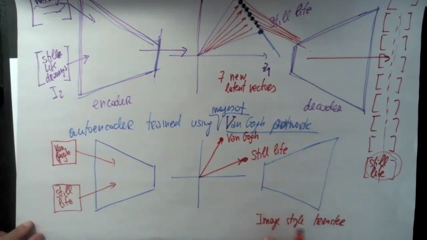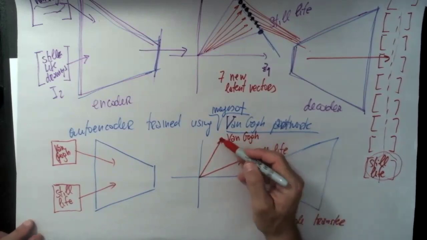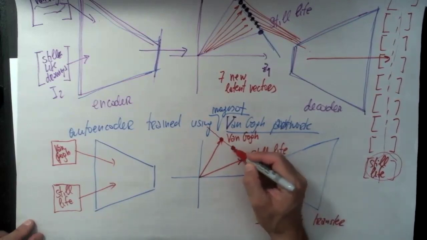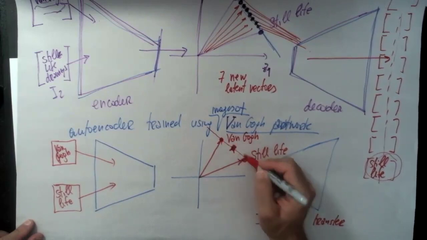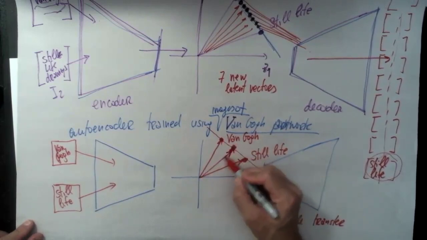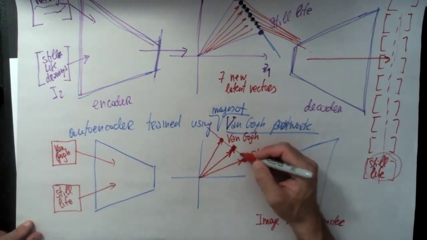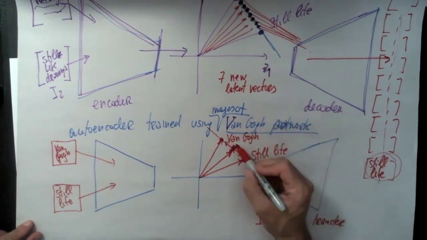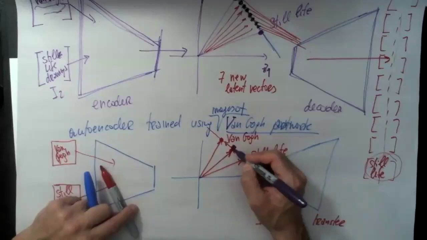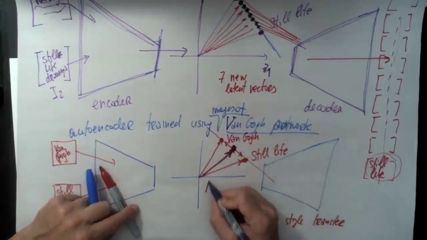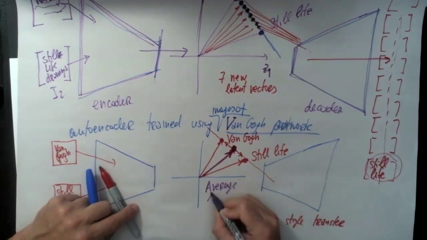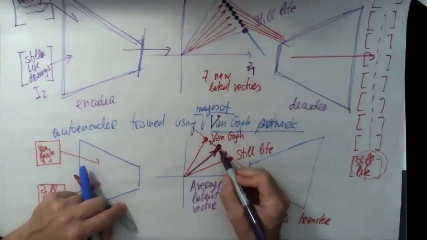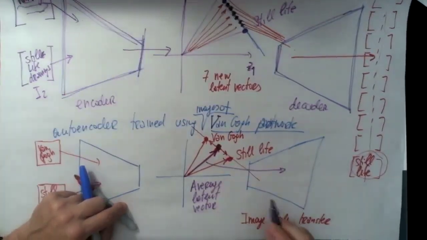Now, what we can do is draw the line between these 2 points, and we can take the middle point here, the average between the two. But this average can be biased. We can even do it a little bit closer to the still life or closer to Van Gogh. So we can generate an average latent vector, which then we're going to pass through the decoder.